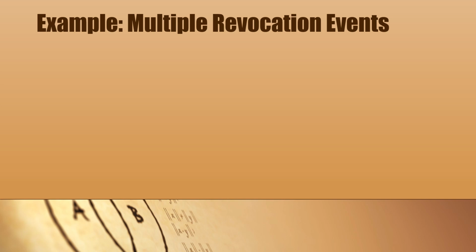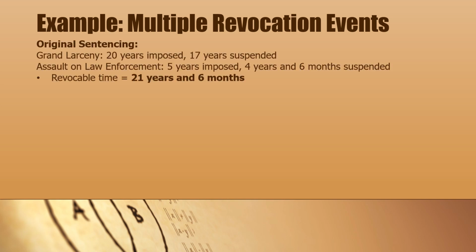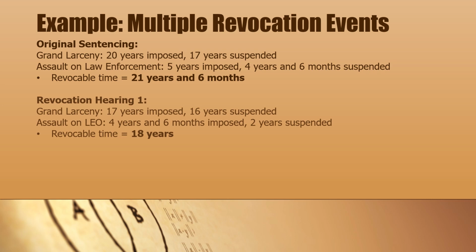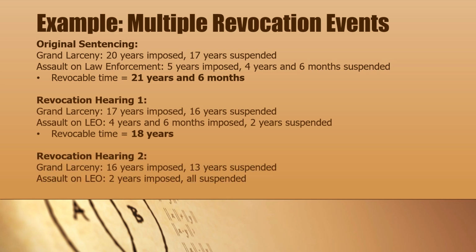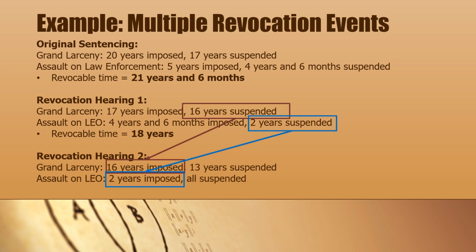What happens to revocable time if there are multiple revocation events? Using our example of the individual with the grand larceny and assault convictions, we have our original sentencing, the previous revocation hearing where he had the time imposed, and then he decides to violate again and has another revocation hearing. You'll see that we have the suspended time for each of the charges from the last violation hanging over his head since he already served his 3 years and 6 months for those.